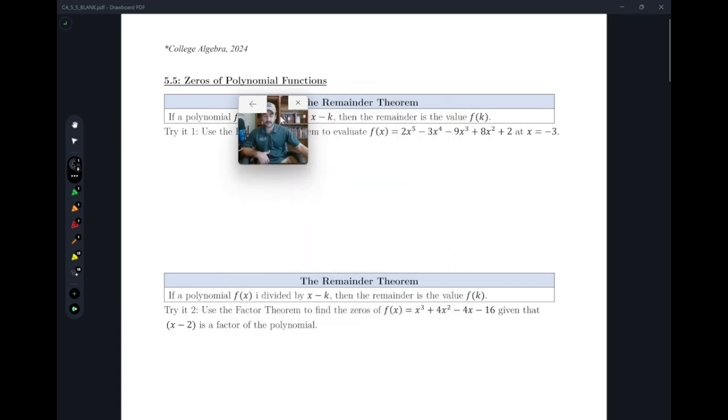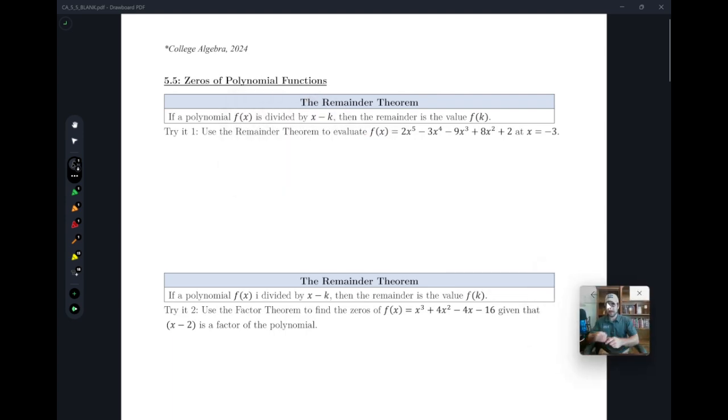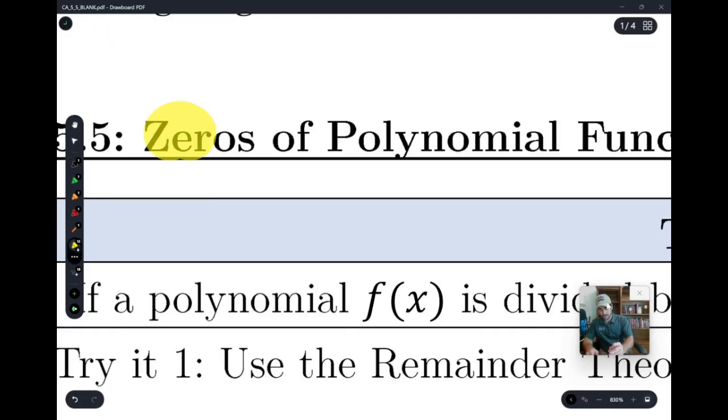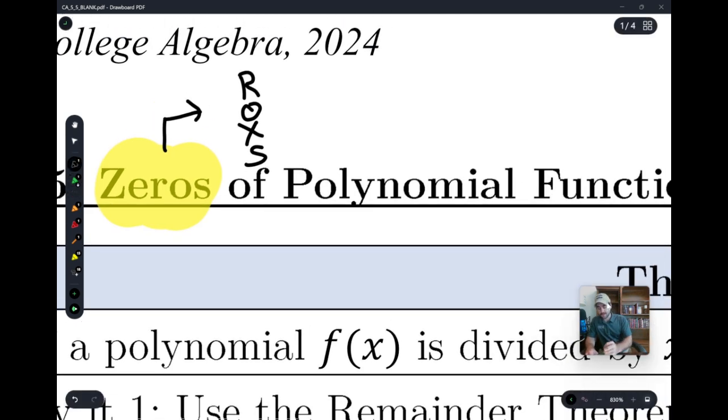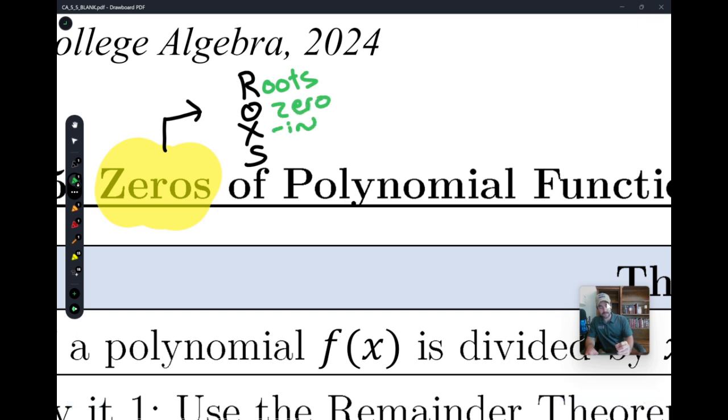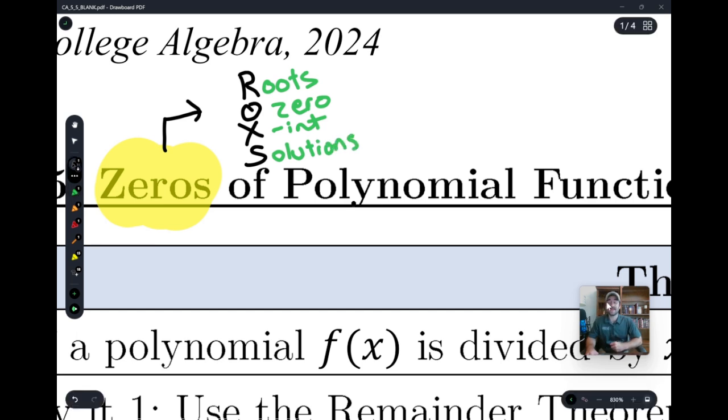The first thing I want to talk about is this word zero, which we see pop up a lot in math, and I like to define this with ROCKS. Every time I see the word zero, I like to talk about ROCKS, which is roots, zeros, x-intercepts, and solutions. All four of those words mean the exact same thing, so if you see them interchangeable in a problem and it says find a solution, find a root, find an x-intercept, you're looking for a zero, or a place where that function crosses the x-axis.